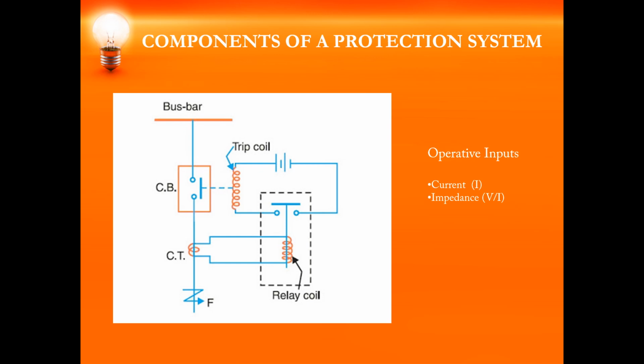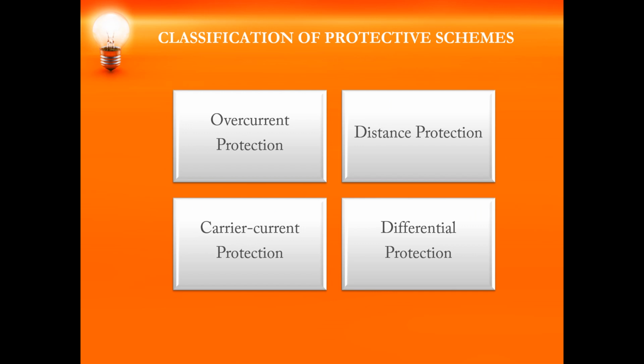Now let us see what protective schemes are available. There are 4 different protective schemes which will protect the equipment or any section of the line. The first one is overcurrent protection, the second is distance protection, next is carrier current protection, and the last is differential protection.